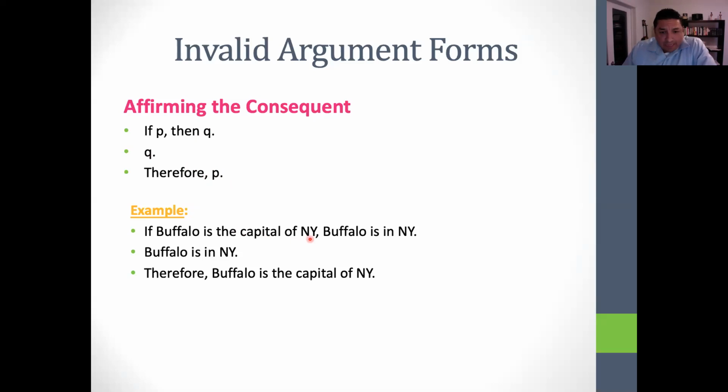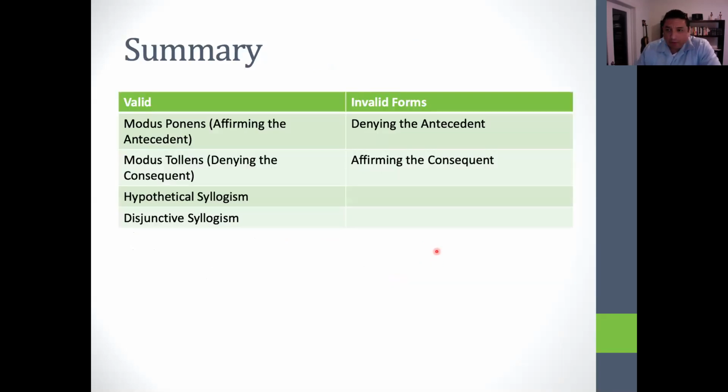So if Buffalo is the capital of New York, Buffalo is in New York. Buffalo is in New York. Therefore, Buffalo is the capital of New York. These two premises can both be true, and yet the conclusion is false, right? Buffalo isn't the capital of New York. It's Albany, I believe.